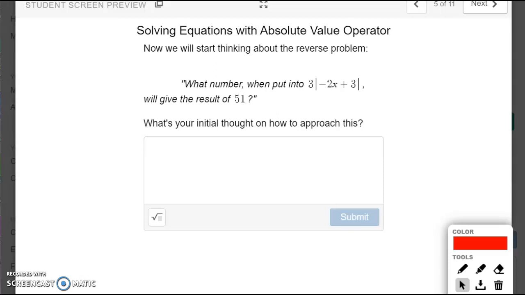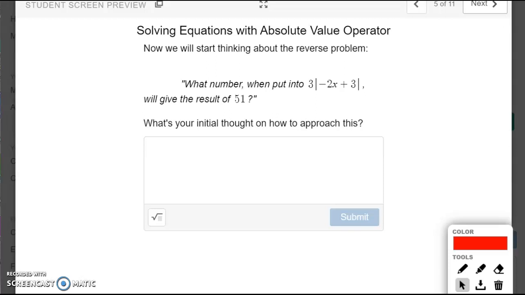Now we're talking about card number 5, solving equations with absolute value operator. Now we will start thinking about the reverse problem. We can certainly evaluate when the x value is given. But if I have a problem that asks what number, when put into 3 times the absolute value of negative 2x plus 3, will give the result of 51, what's your initial thought on how to approach this? I'm going to leave it to you to think about it, and then put in whatever you feel is appropriate.